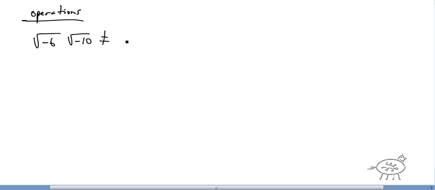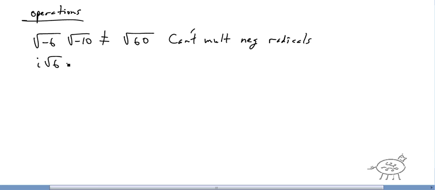Okay, let's do some operations now. If I give you the square root of negative 6 times the square root of negative 10, you cannot, this is very bad, you can't say, oh, well, hey, the negatives cancel out, square root of 60, boo. You can't multiply negative radicals. First thing you have to do is get rid of the negative, or take out a negative 1 to give you an i. That is really huge. So even before I start the problem, I'm just going to go, okay, well, it's i root 6 times i root 10.